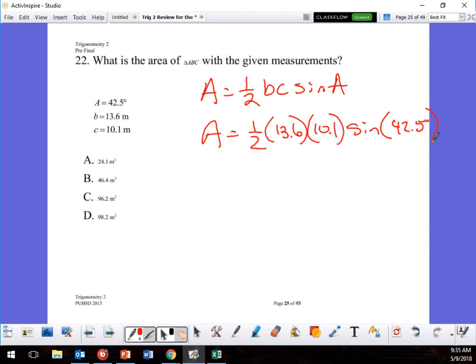42.5 degrees. Now, this is one we're putting in the calculator. What do I have to double check? That it's in degrees. It's got to be in degrees. Very good. This has to be in degrees because it gives me degrees. So, please calculate. You just say B?